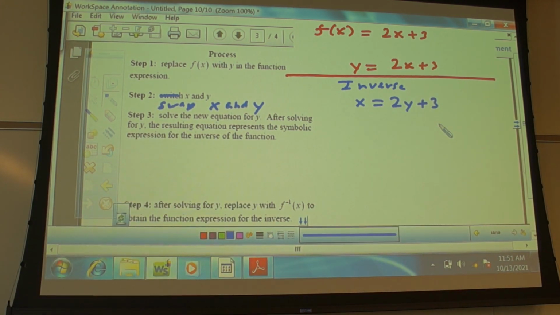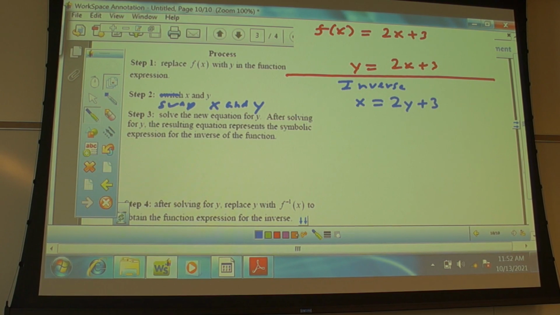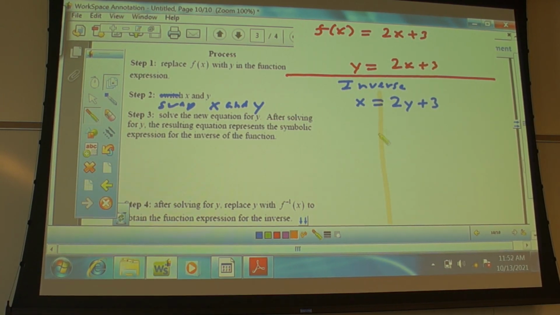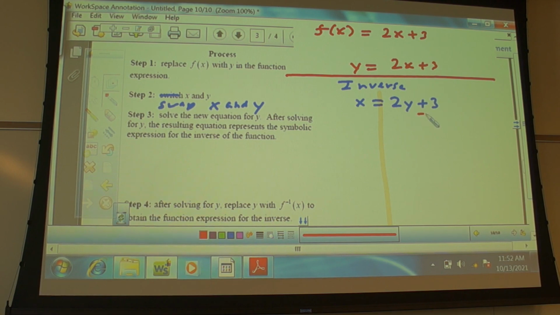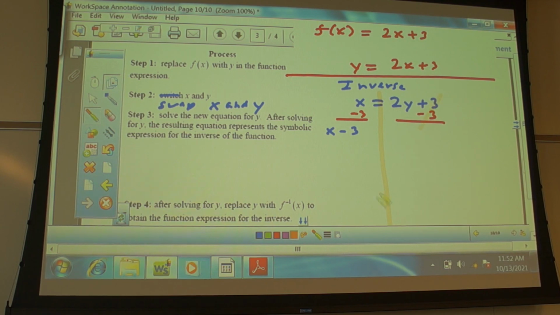So I'm going to subtract, oh, don't forget, draw your line straight down to separate your two sides of the equation, straight down from the equal sign. Always do that, it'll make your life so much easier. So I'm going to subtract 3 from both sides. If I do that, I will get x minus 3 on this side. And then these guys, they cancel out. Right? They go away. And I'm left with just 2y.